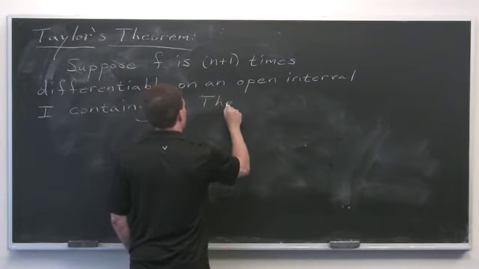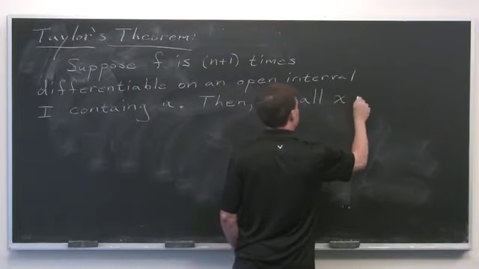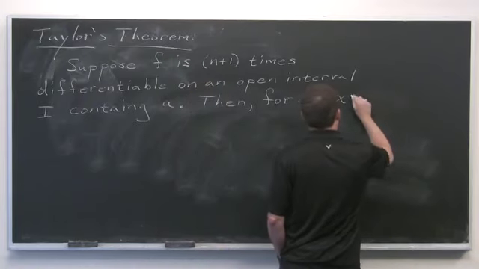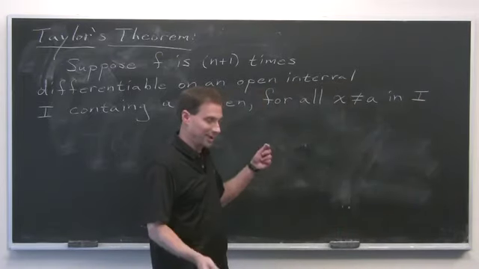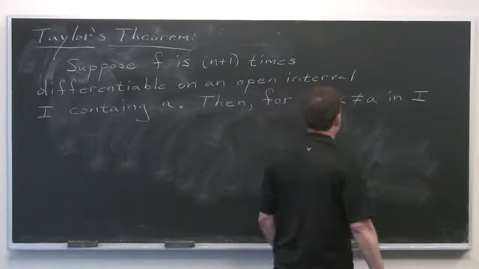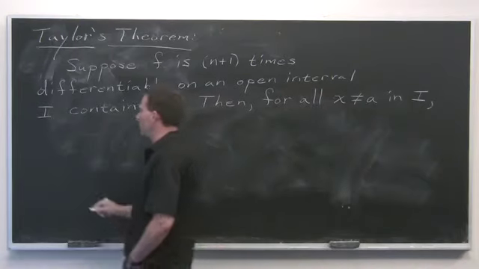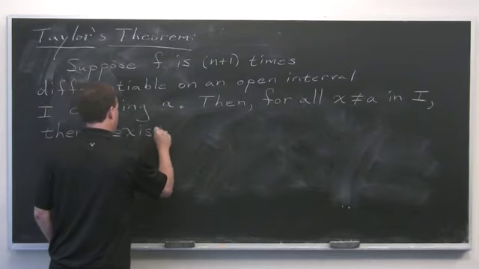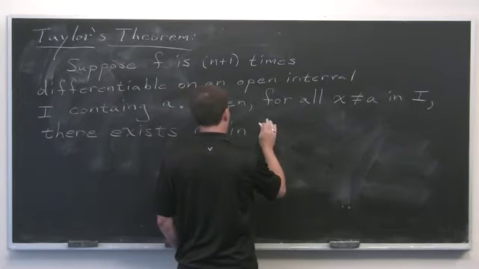Then, for all x in I, actually I should say unequal to A in I, because I'm going to say there exists something between x and A, and not equal to x or A, so x and A better not be the same. Then for all x in I, there exists C.